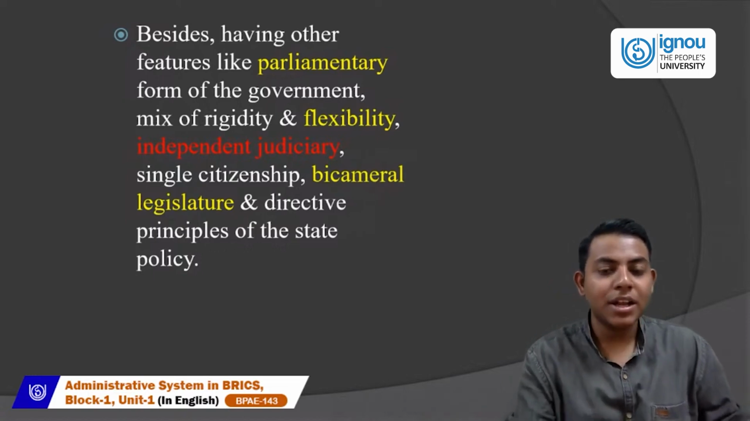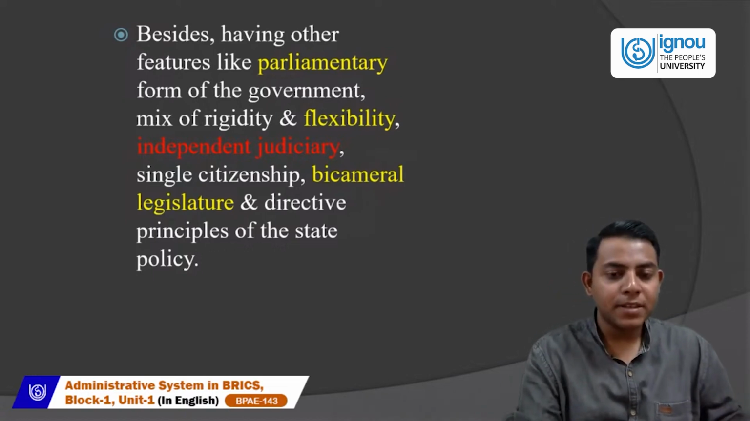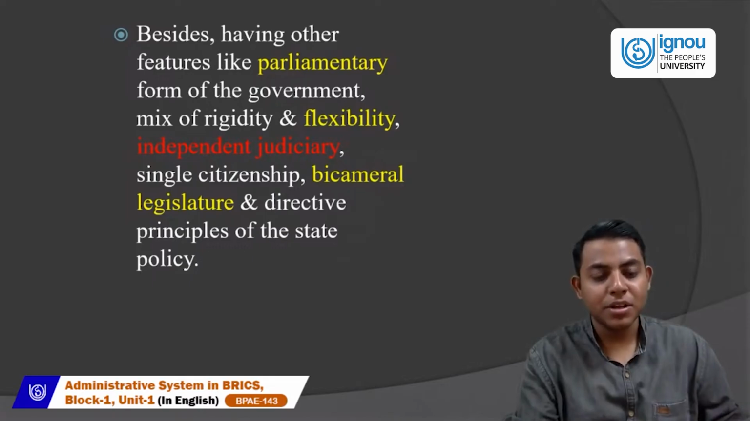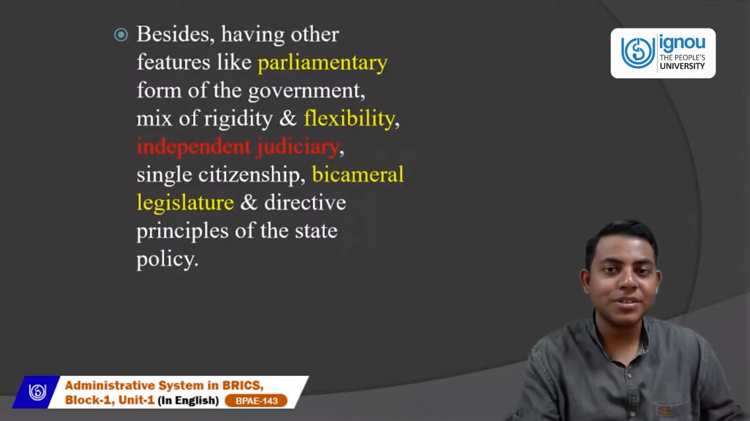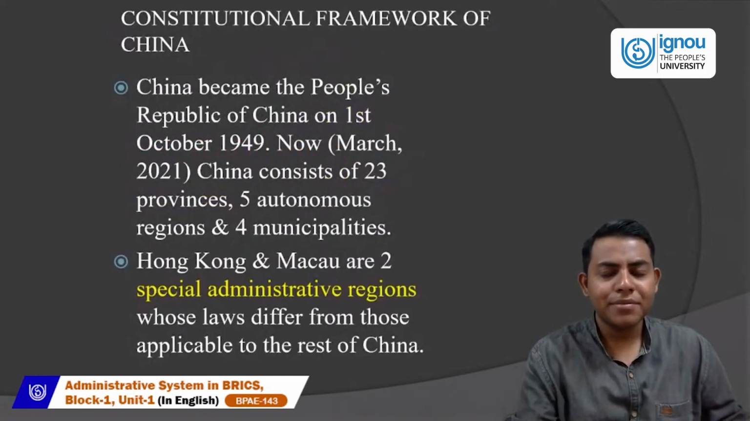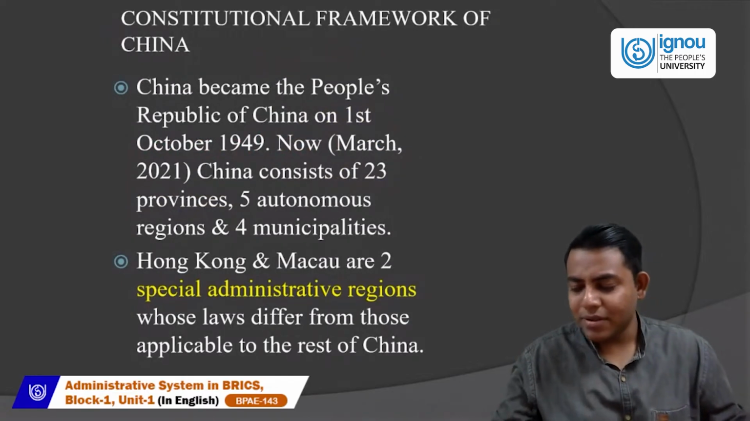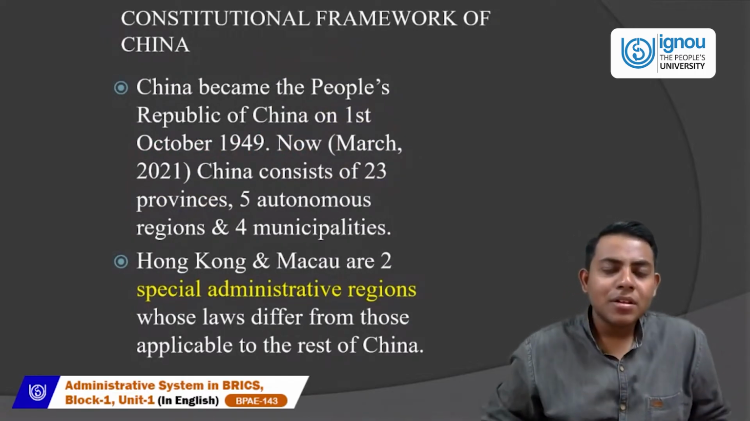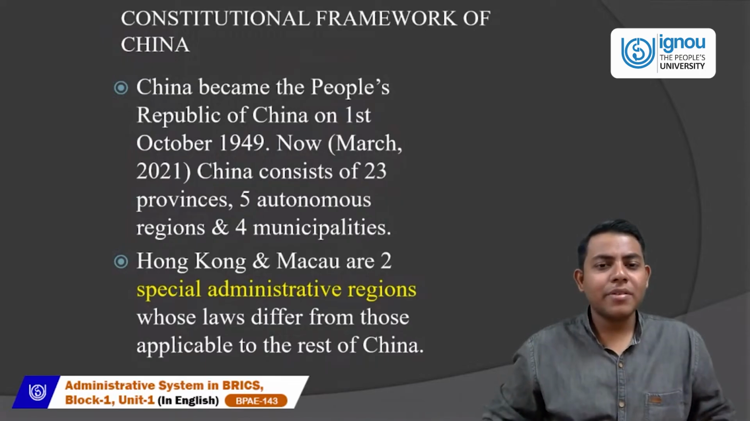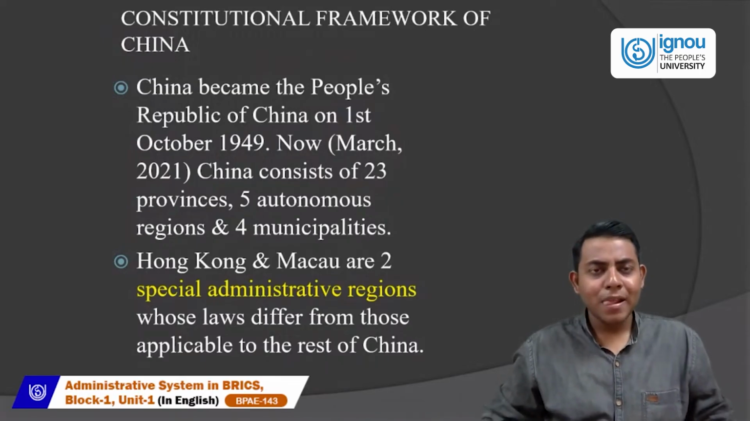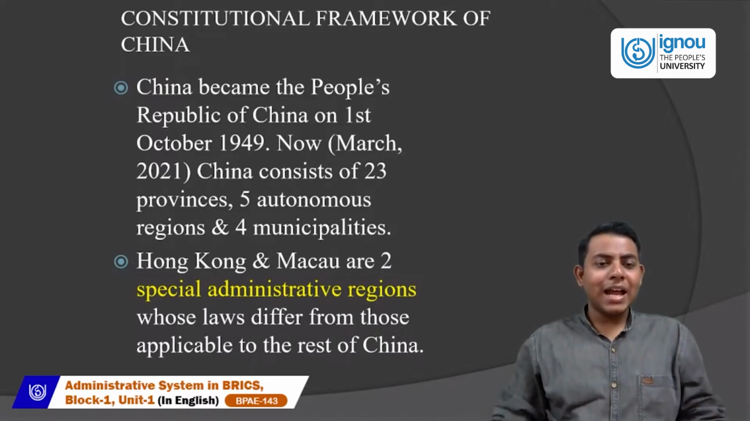However, these directive principles of state policy are not legally justiciable, unlike the fundamental rights, which are justiciable in nature. So we have discussed the constitutional framework of India in brief. So far we have discussed the constitutional framework of three countries, that is Brazil, Russia, and India. Now let us discuss the constitutional framework of China.